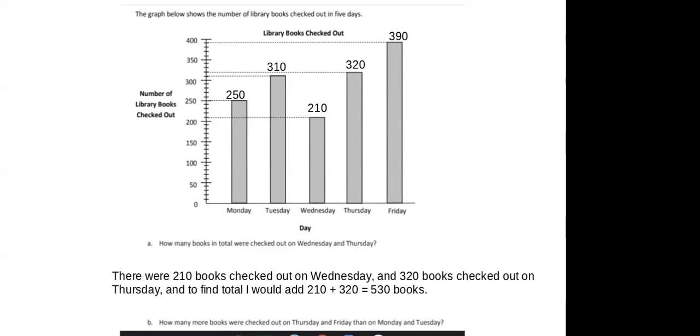There were 210 books checked out on Wednesday, 320 checked out on Thursday. To find the total, I added 210 plus 320, which equaled 530 books.